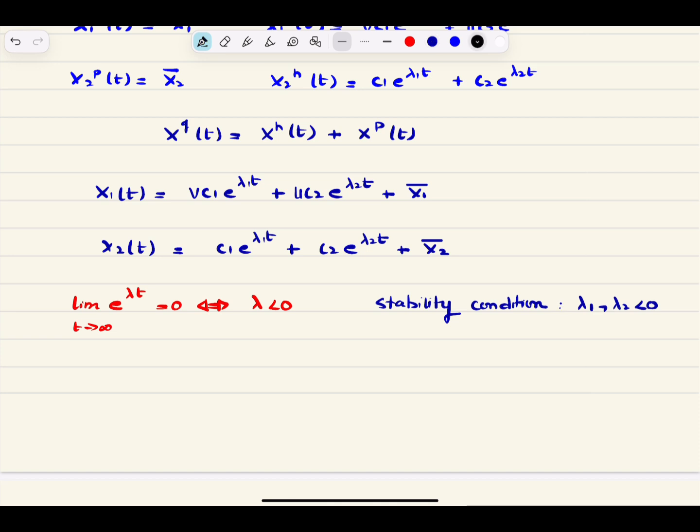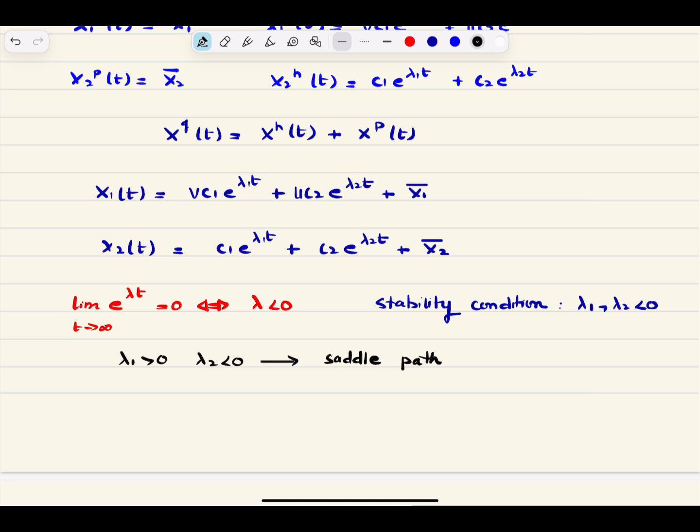I'll make another lecture for when one root is unstable and the other is stable. Then we end up with a saddle solution, I'll make another video on this. For now, this covers everything that I wanted to cover in today's class.